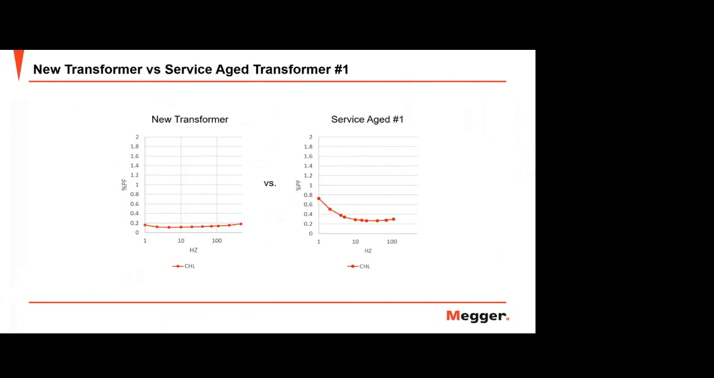They tried to test an old transformer. This is the service aged transformer number 1. And they got this result here, from 100 Hertz down to 1 Hertz. It's very clear that when you compare at 1 Hertz, the two are different. This is the new, this is the old one. But what does it say?